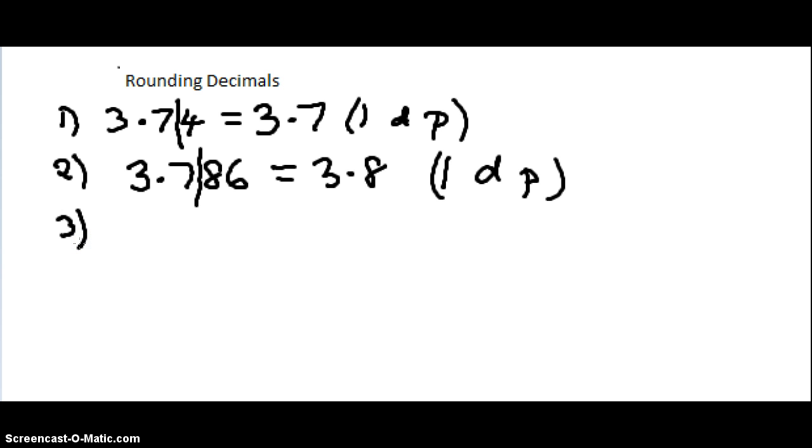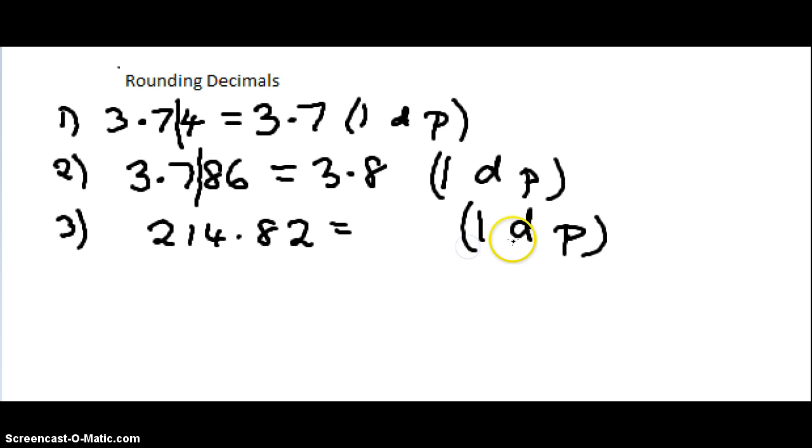So the third example, if we take a number like 214.82 and round that to one decimal place in exactly the same way, we put a line at the one decimal place position, and obviously the next number is 2, so we can simply forget about the 2 and leave the number as an 8 to get 214.8.